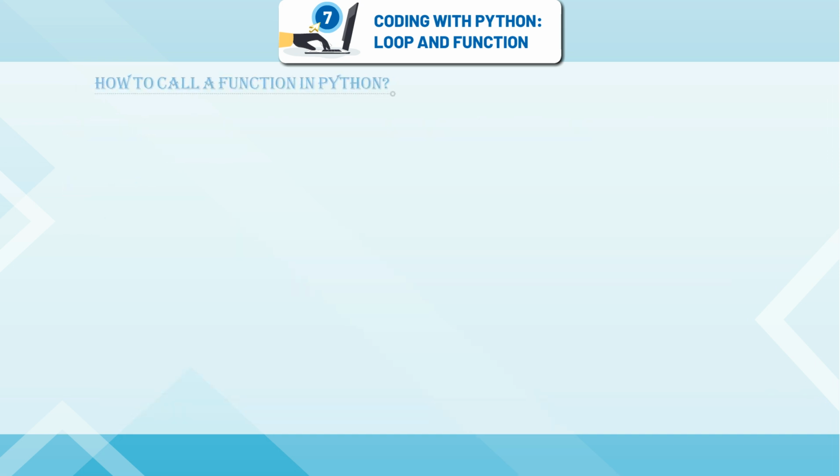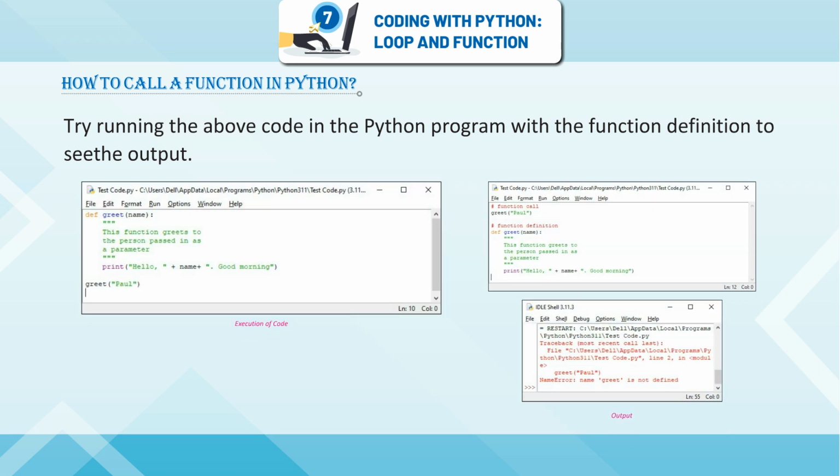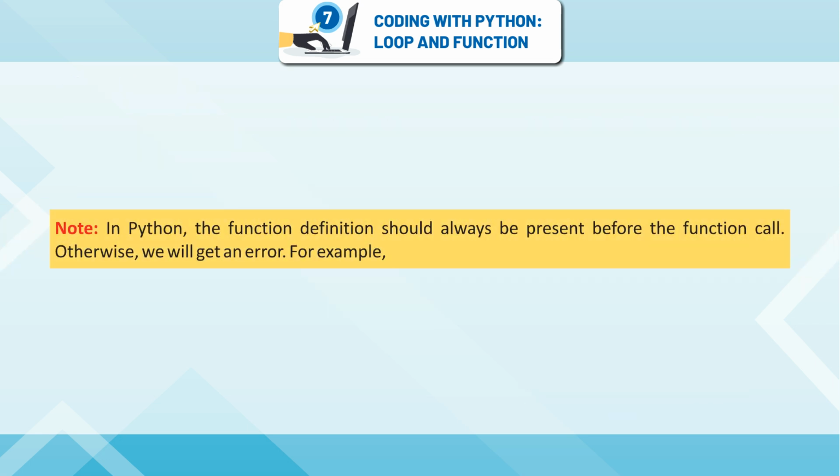Example: how to call a function in Python. Once we have defined a function, we can call it from another function, program, or even the Python prompt. To call a function, we simply type the function name with appropriate parameters. Try running the above code in the Python program with the function definition to see the output.